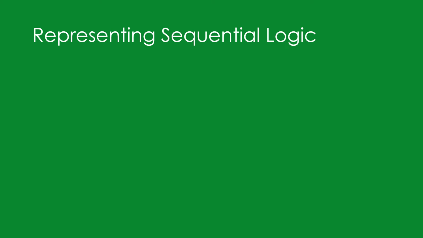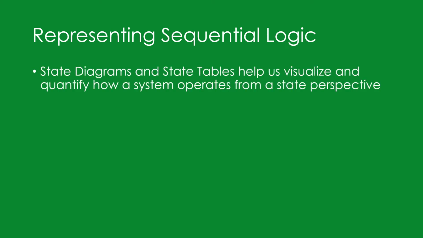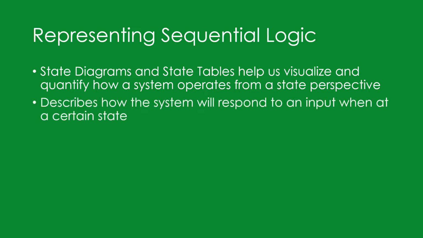So how do we visualize and represent sequential logic? We use two things, state diagrams and state tables. They allow us to convey how a system will respond to an input when at a certain state.